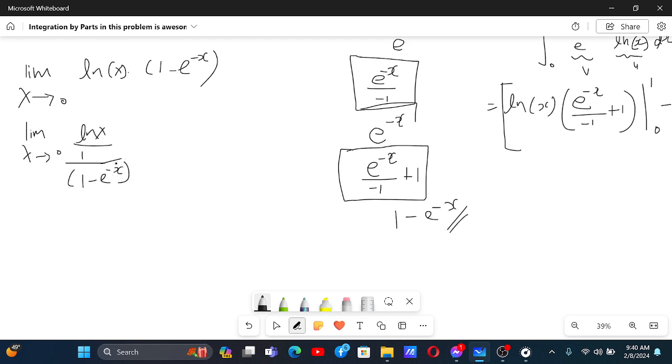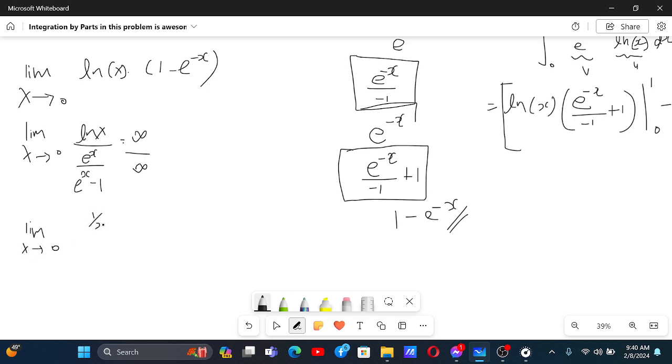So basically, I can also write this as e to the power x by e to the power x minus 1. Can I? Yes, I can. Now this is in the form infinity by infinity, because here also we have 1 by 0, that's infinity. Now we will use L'Hopital's rule.